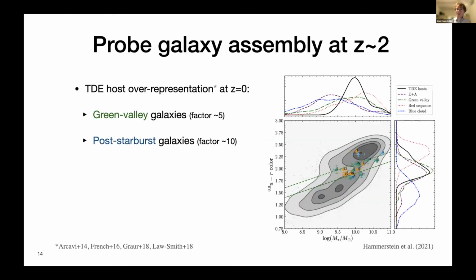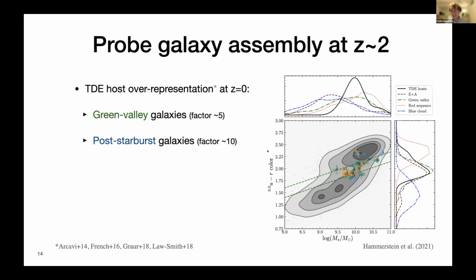And there is another reason to be excited to see tidal disruption events at high redshift, in particular with Roman. And that's because already at low redshift, we have this strange overrepresentation of tidal disruption events from which hosts they originate. So overrepresentation of Green Valley galaxies by a factor of 5, or spectroscopically identified post-starburst galaxies by a factor of 10. So you can just see that by eye here.